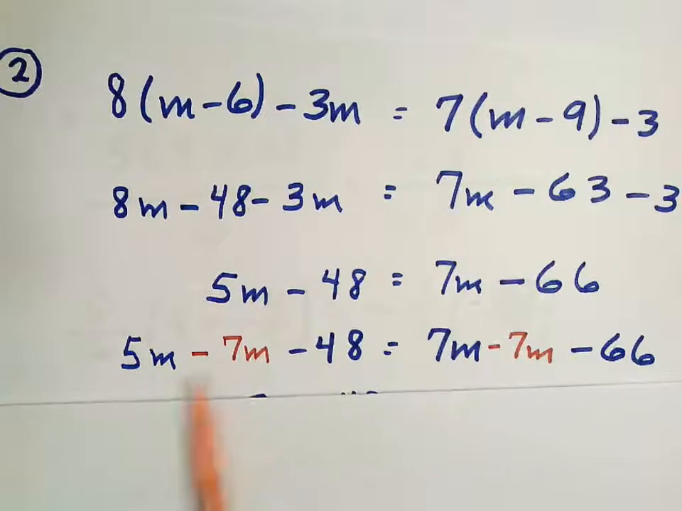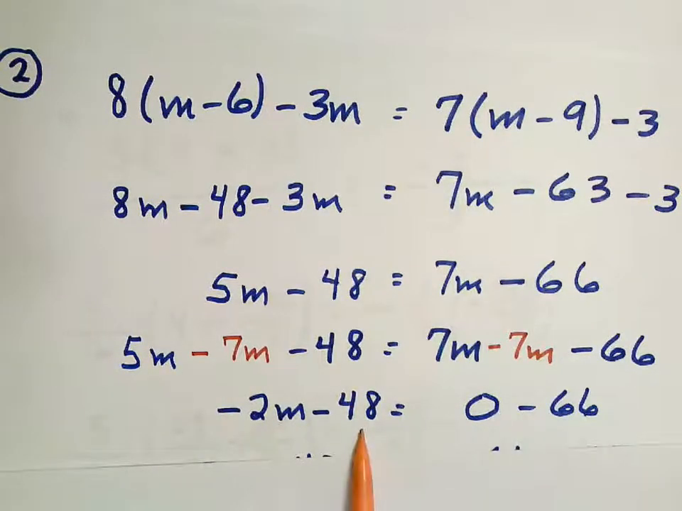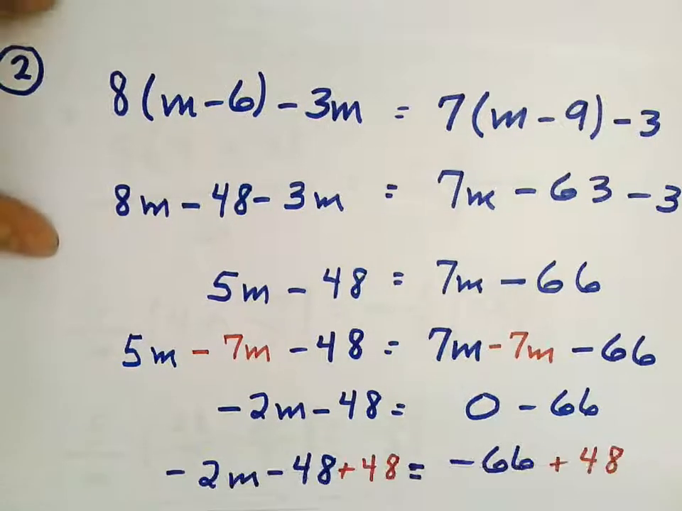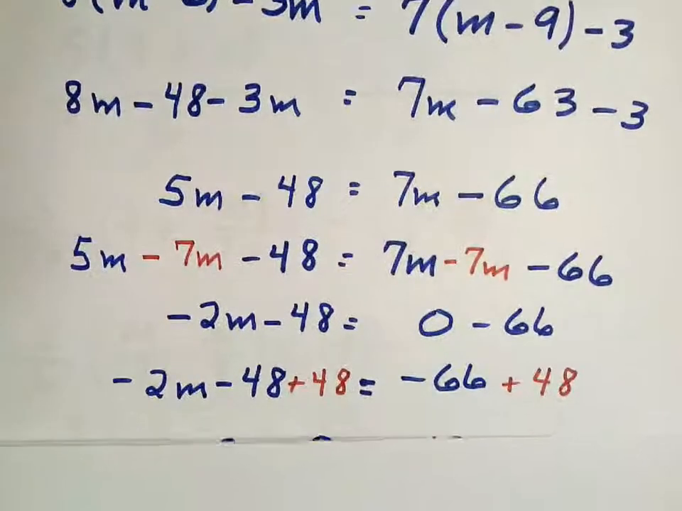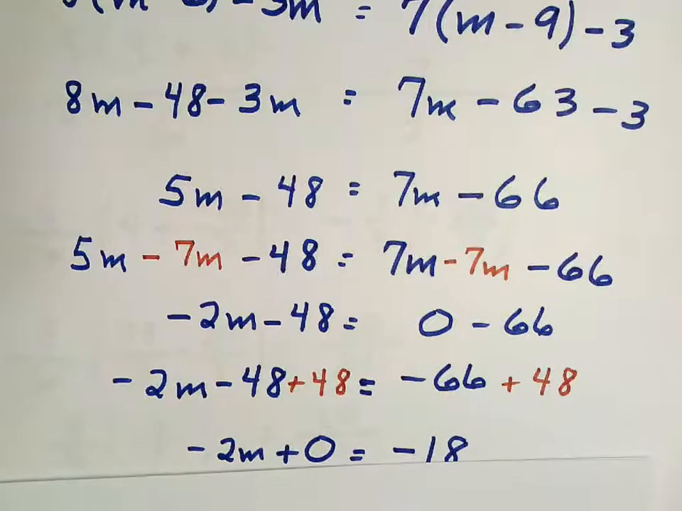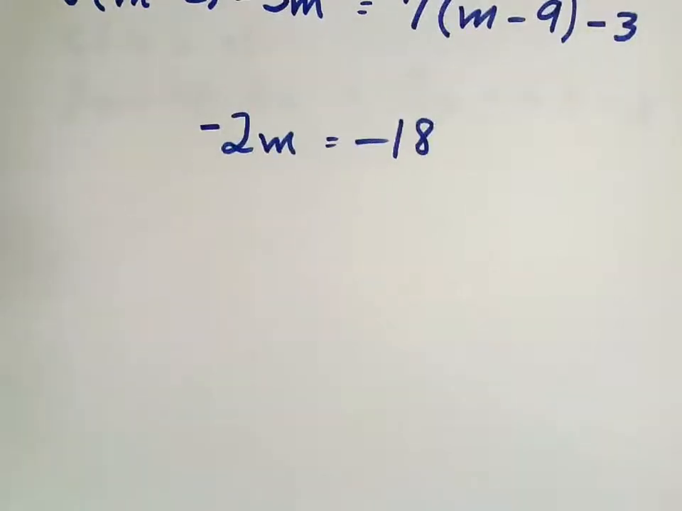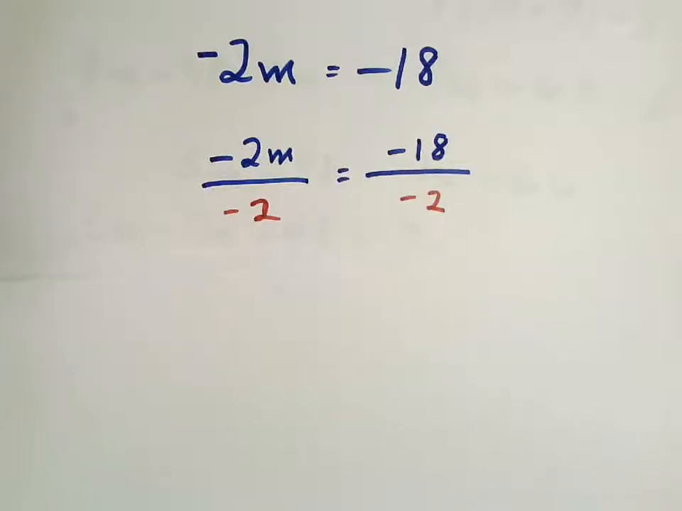Let's subtract 7m from both sides, getting the variables on one side and the constants on the other. Here we have negative 2m minus 48 equals 0 minus 66. Then we're going to add 48 to both sides. So here we have negative 2m plus 0 equals a negative 18. And negative 2m plus 0 will give us negative 2m equals negative 18. Undo multiplying by negative 2 by dividing by negative 2. And we're getting m equals 9.